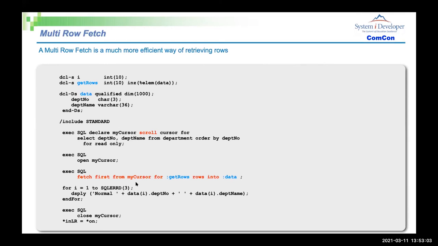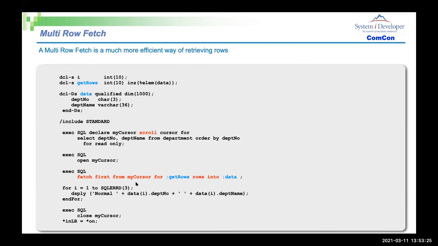Now, the next thing that's hitting everybody, you're sort of saying, well, that's fine, but what if I had more than 1,000 rows in the result set? That's just going to give me 1,000. Let's say there were 1,500 out there. Well, then I have to change the logic a bit.